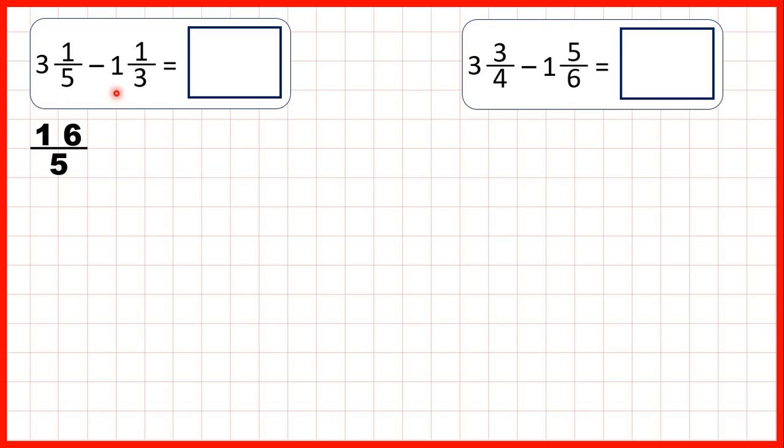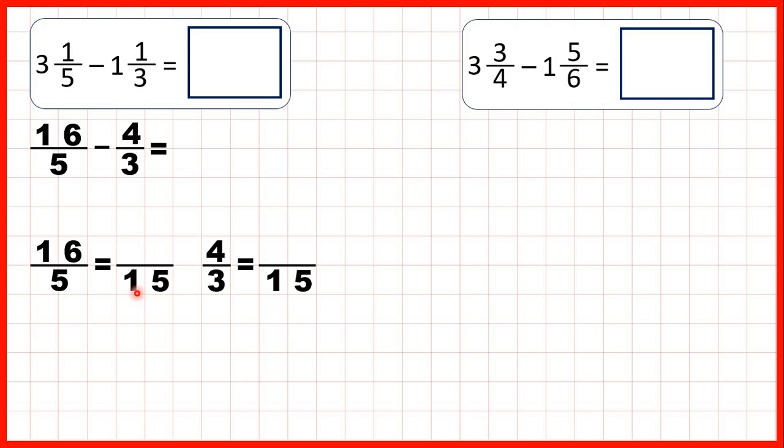stays the same. Now we're subtracting 1 and 1/3, but we can change that to an improper fraction as well. 1 times 3 is 3, plus 1 is 4, so we're subtracting 4/3. But to subtract fractions, we need the denominators to be the same. Now the lowest common multiple of 5 and 3 is 15, so we can change 16/5 and 4/3 into fractions which have a denominator of 15.